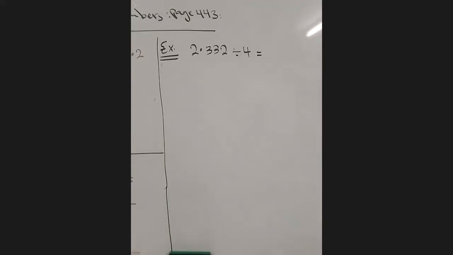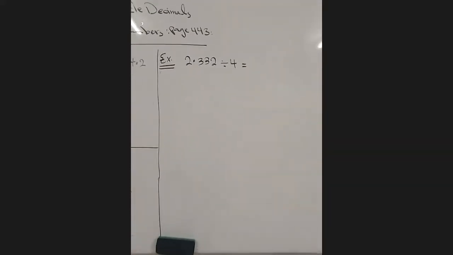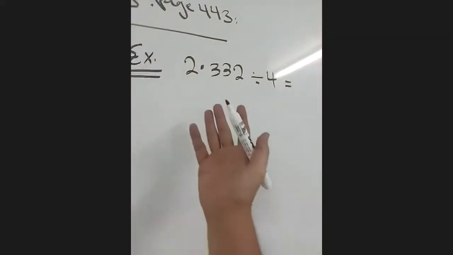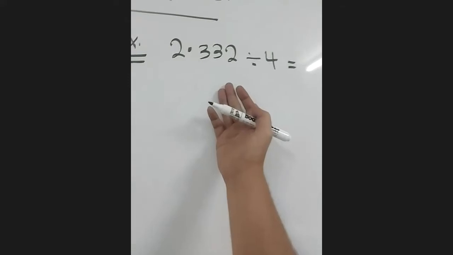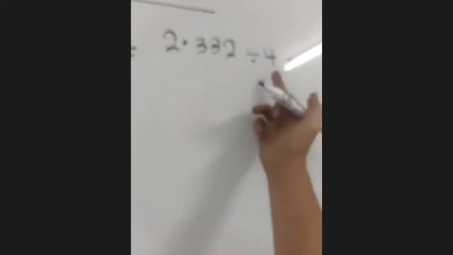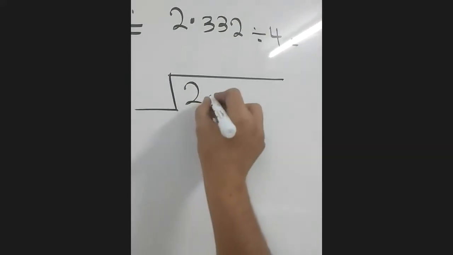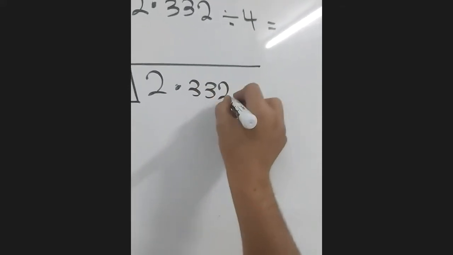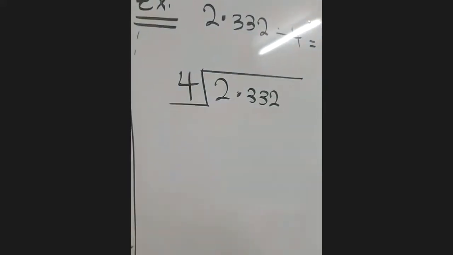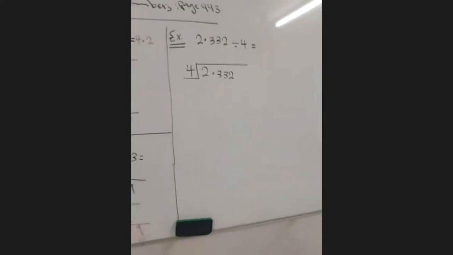Look here, guys. It's important. Focus. Now here I will divide 2.332 divided by 4. The 4 is a whole number, so I will make my long division here. 2.332 divided by 4. Now focus, please, guys. It's an important idea.